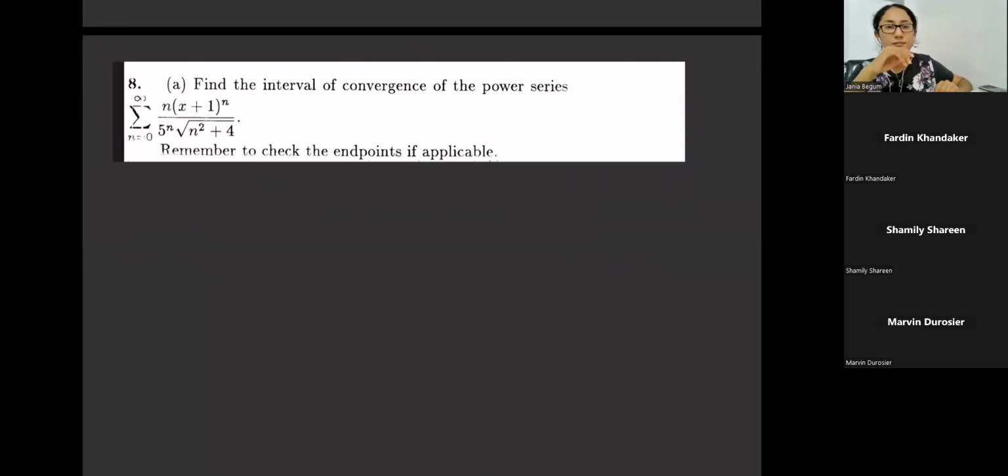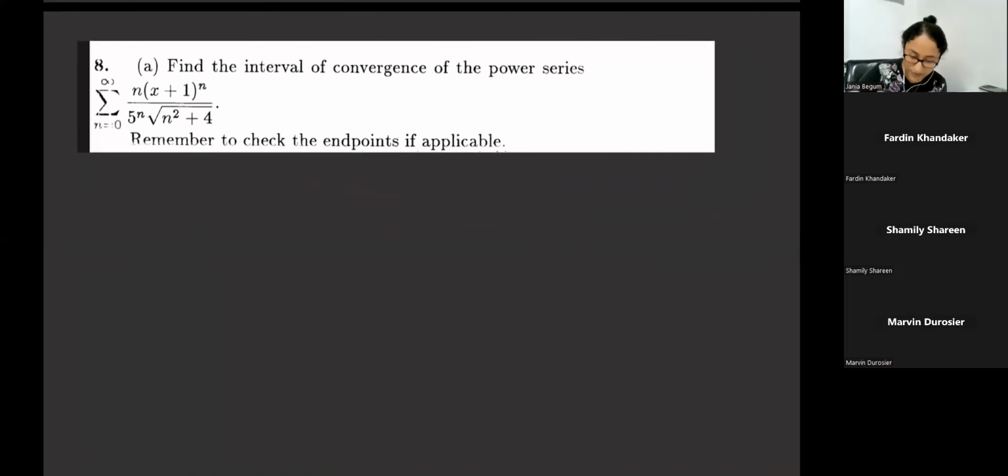To find the interval of convergence of this power series. Now, every time you have a question like this, which test do you apply? Ratio. So let's do it, right? Use the ratio test.